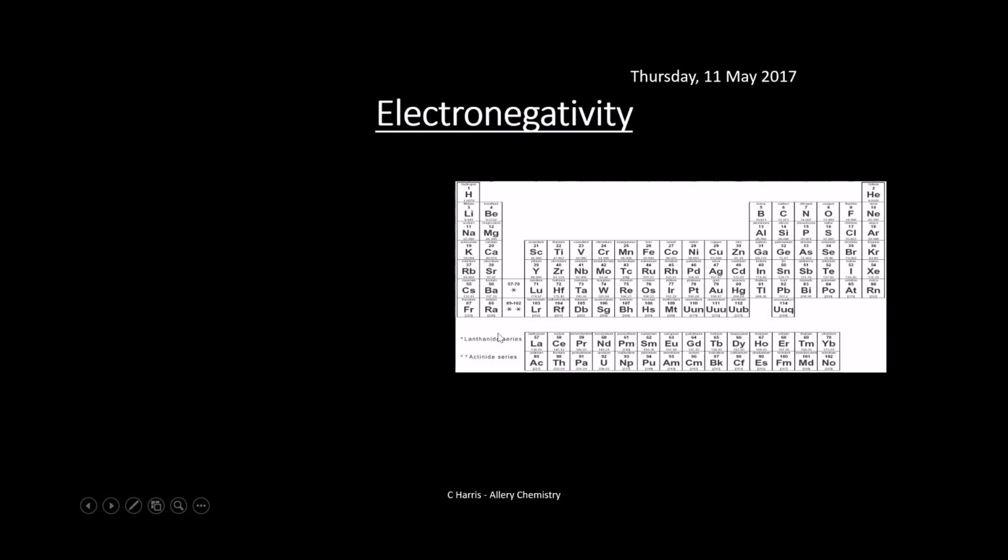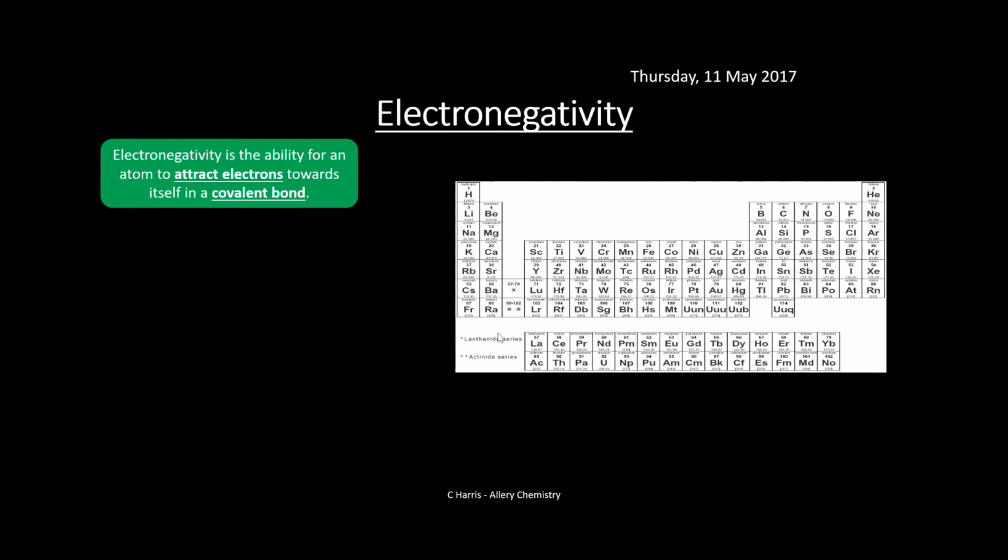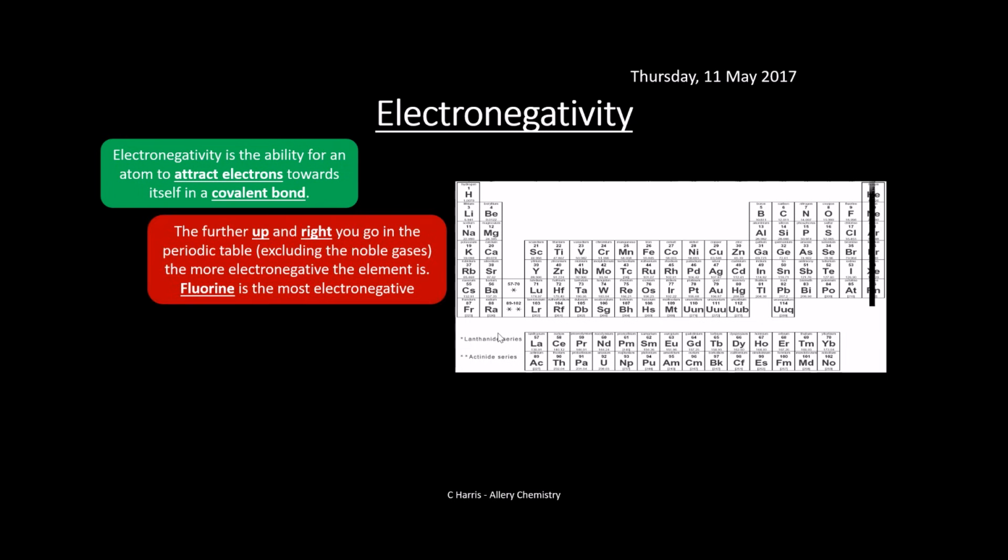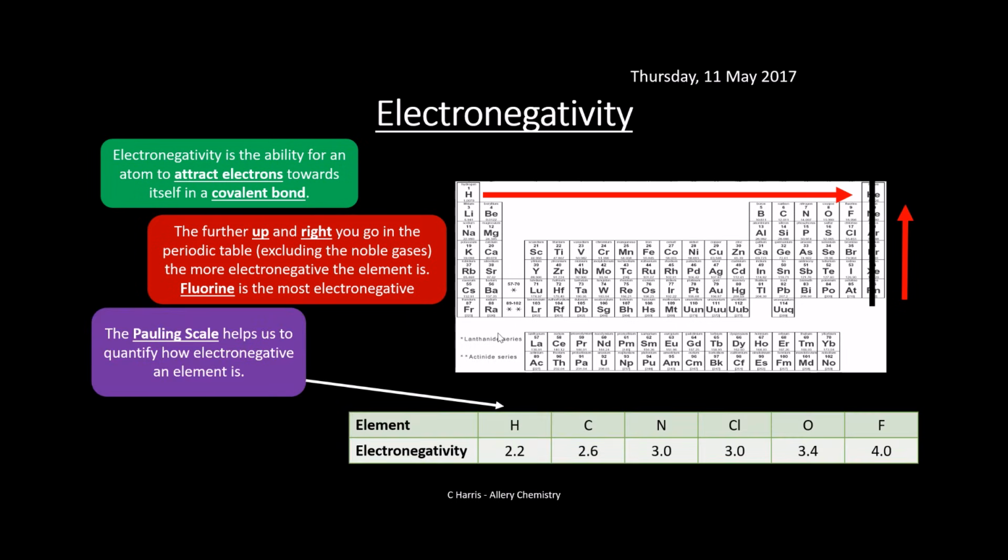Okay, let's have a look at electronegativity. Electronegativity is the ability for an atom to attract electrons towards itself in a covalent bond. Basically, the further up and right you go in the periodic table, excluding the noble gases, the more electronegative the element is. So fluorine is the most electronegative element. We can measure this on something called a Pauling scale. This basically helps us to quantify how electronegative an element is. Fluorine has a value of 4.0, and everything else is going to be lower than that because they're less electronegative.